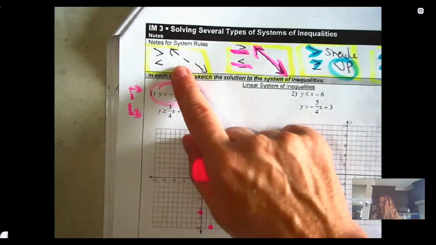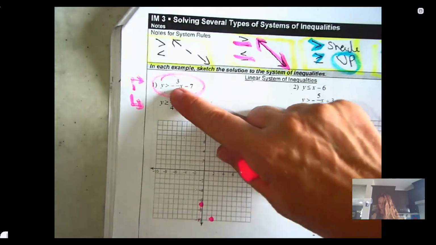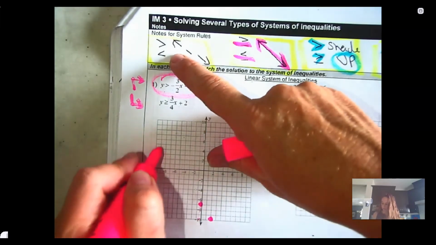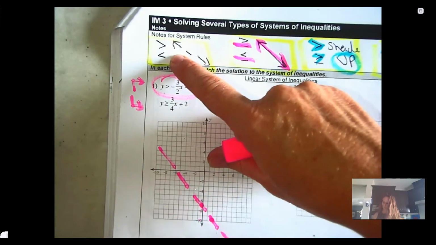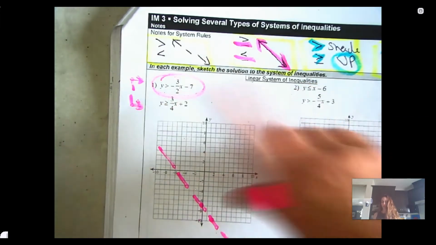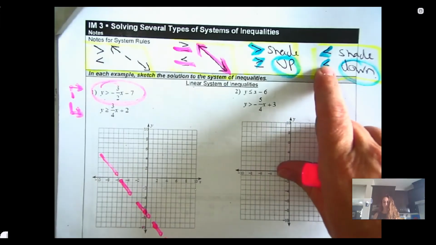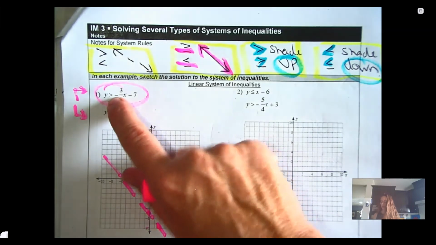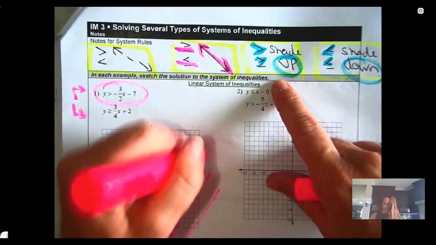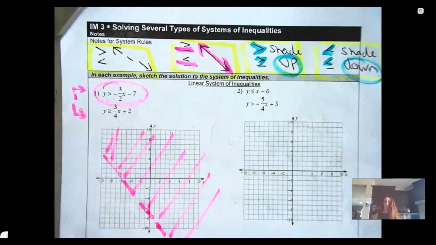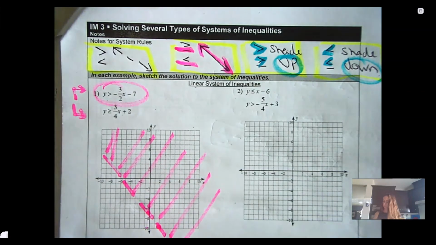Now, once I do that, sorry, let me zoom out a little bit. I have to decide, is it solid or dashed? Since it's greater than, it's dashed. And then I have to decide, am I shading up or am I shading down? Since it says greater than, I shade up. Okay, let's do the next one.